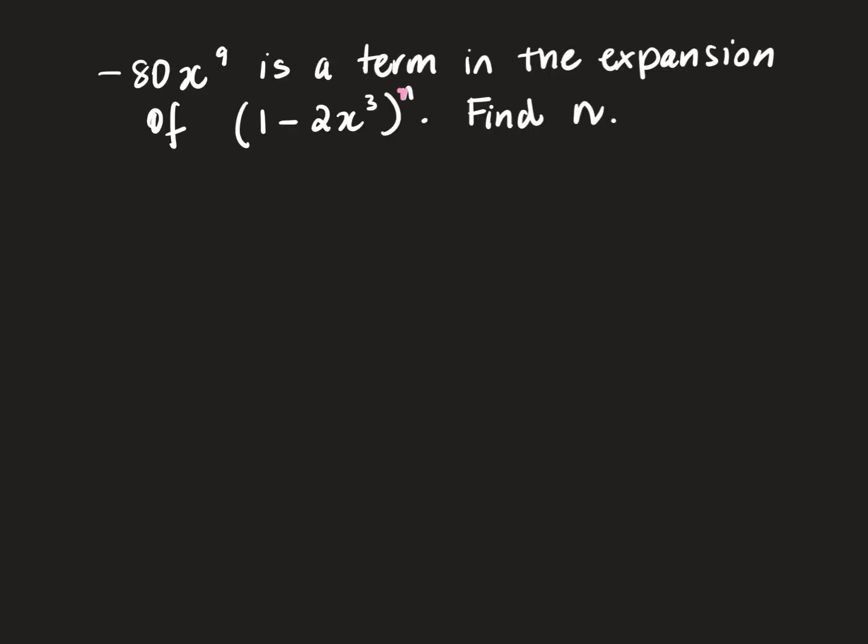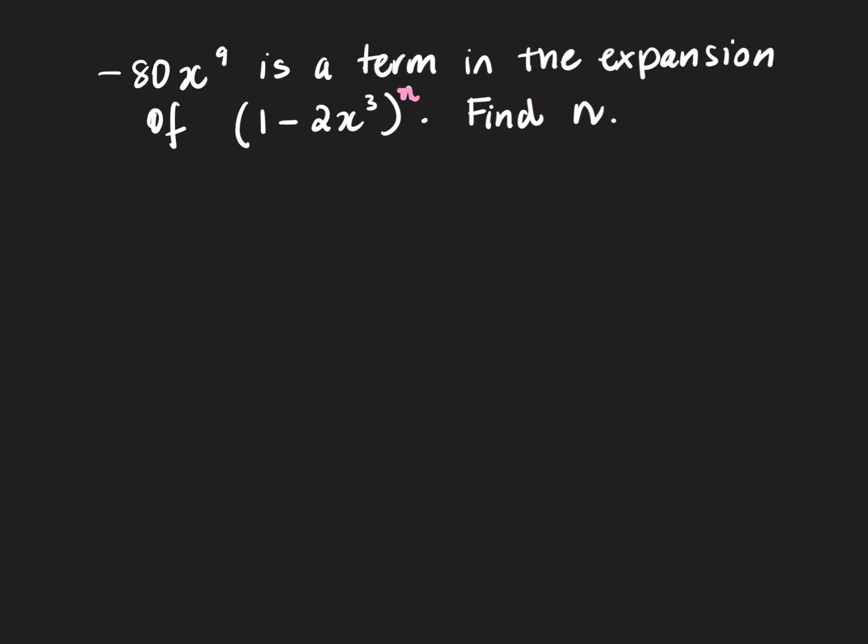I hope you got that. Okay, here's another one of those. Negative 80 x to the power of 9 is a term in the expansion of (1 minus 2x cubed) all to the power of n. Find n. This one is interesting because we don't actually know what power we have raised our binomial to. So let's think about how we're going to do this.